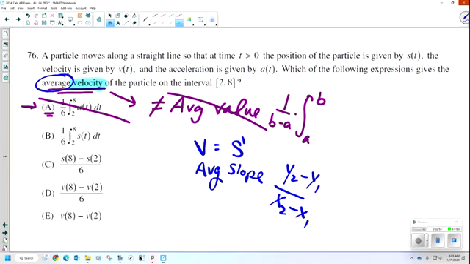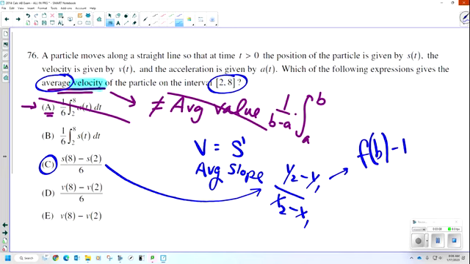And if I want the average slope of position from 2 to 8, this right here represents change in y over change in x. Now, in calculus, I know we say f of b minus f of a all over b minus a. But it's really the same thing, all right? Don't fall for that trap. This is like a trick question.